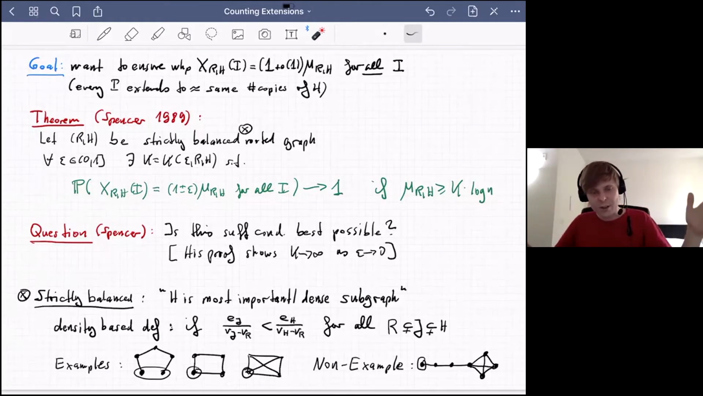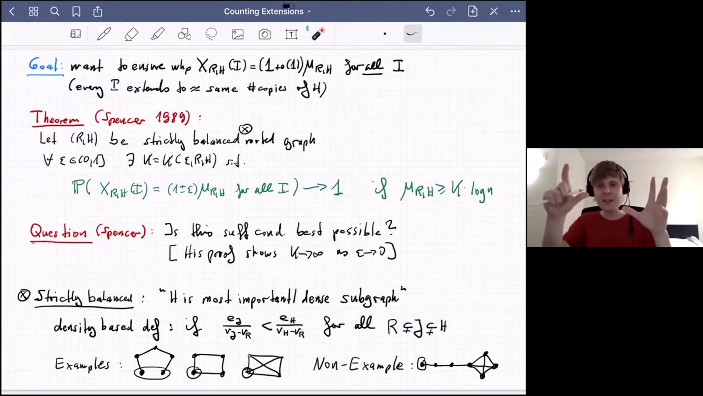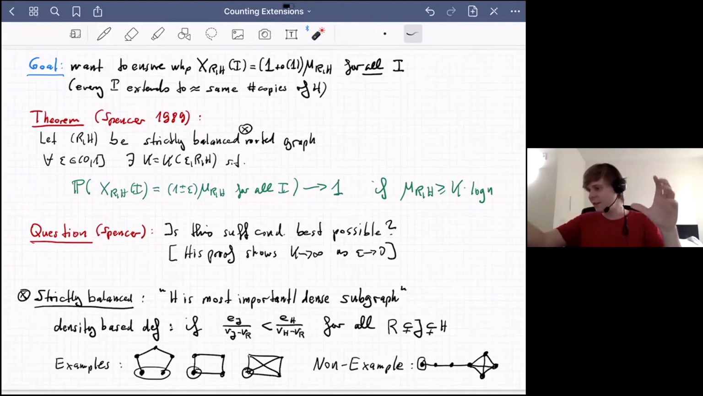certain rooted graphs all have the same counts. For example, one vertex is contained in the same number of triangles. Every three vertices are contained in the correct number of copies of some other graph. If all such intermediate extensions are correct, then you get overall the correct number of extensions. So he has results that are also sufficient conditions, but those are less tight and harder to state than the strictly balanced case. They're very useful, though.